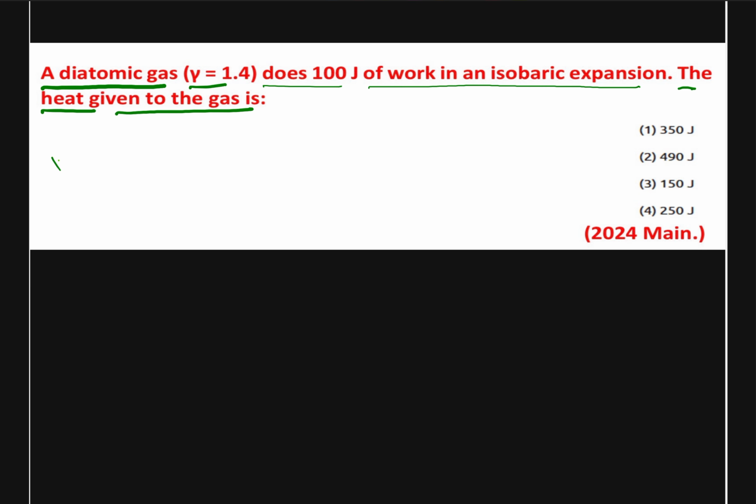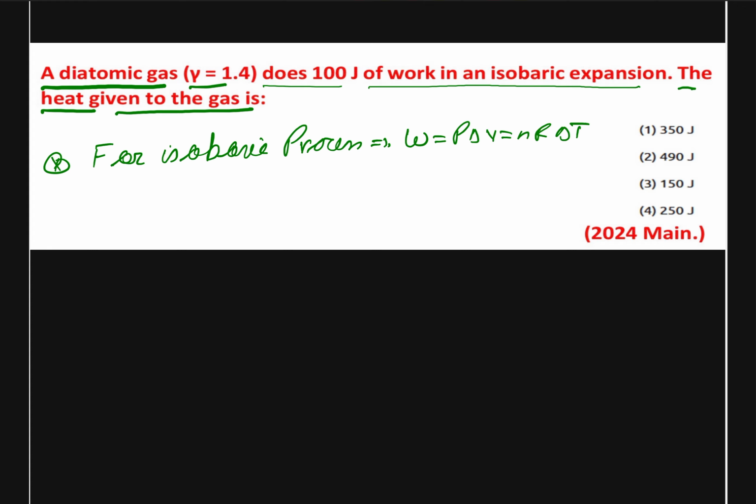So we can say that for isobaric process we have work done is equal to P delta V, and in terms of ideal gas law we can write this as nR delta T, and so it is given as 100 joule, so we substitute this as 100, and so we get this as 100 is equal to R times delta T, and from here we can write that delta T is equal to 100 upon R.